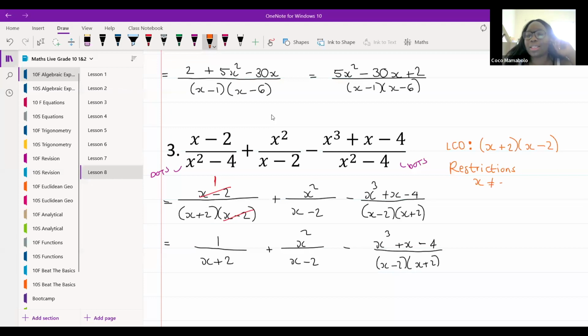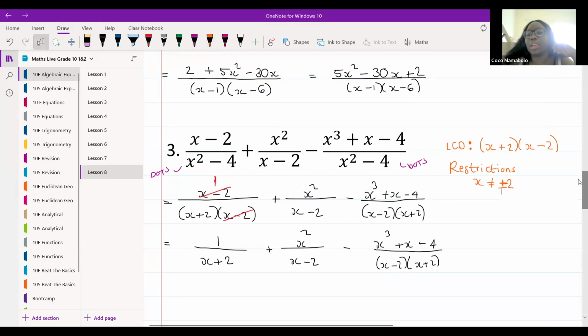Good, Mandisa says -2, and 2 as well, plus 2. I heard that. Well done. So I'm just going to write x cannot equal plus or minus 2. I can cheat the system like that. I'm a math teacher, I'm very lazy. Both of them cannot go in there.